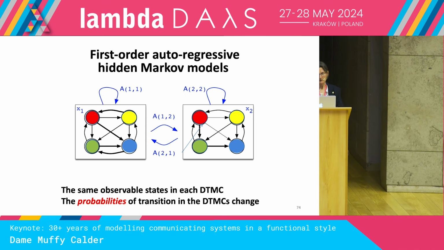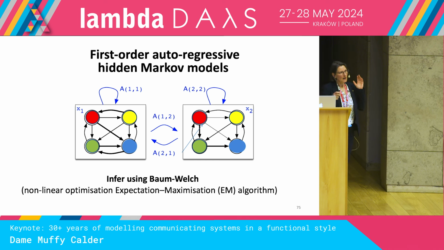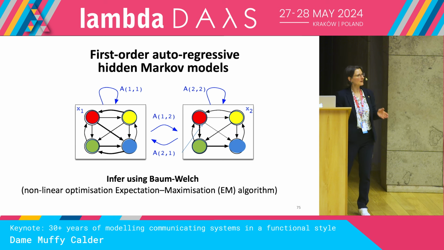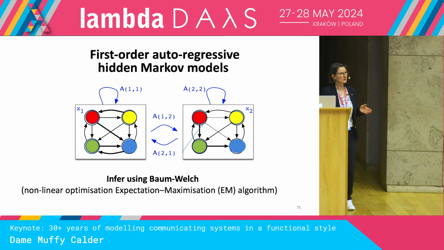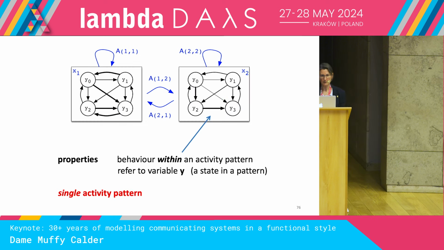So, just going through it, it's the probabilities of transition that change, and then I can move in between these 2 DTMCs. If you're interested, this is using EM estimation, Baum-Welch. If you're not, then just skip over that.